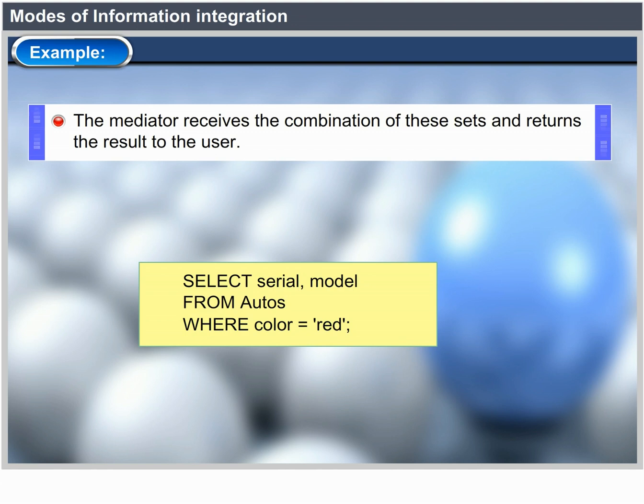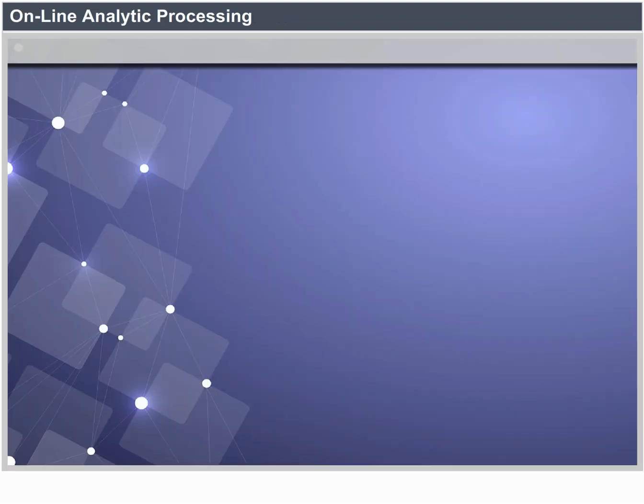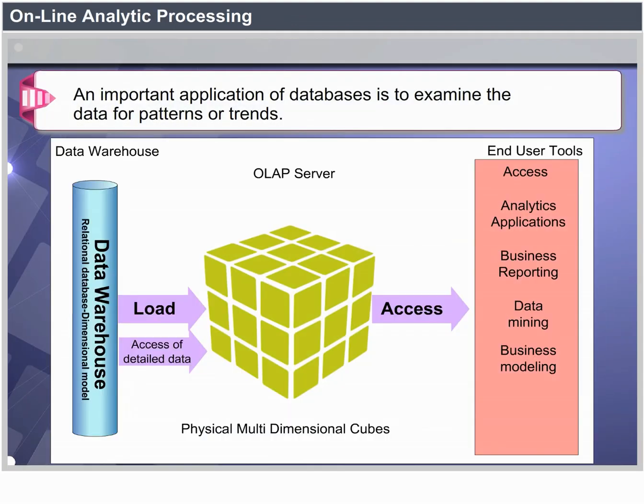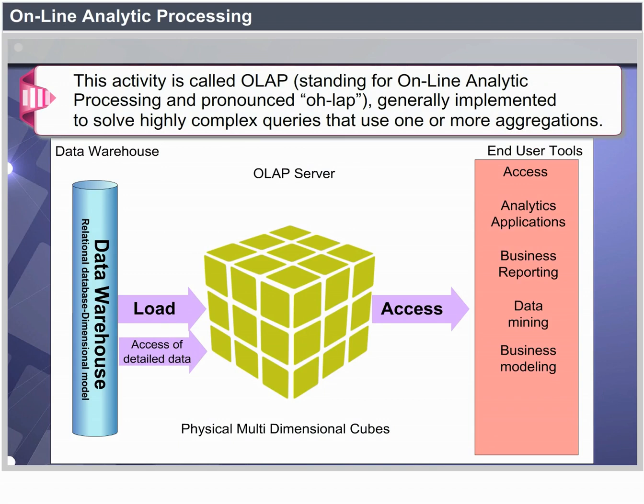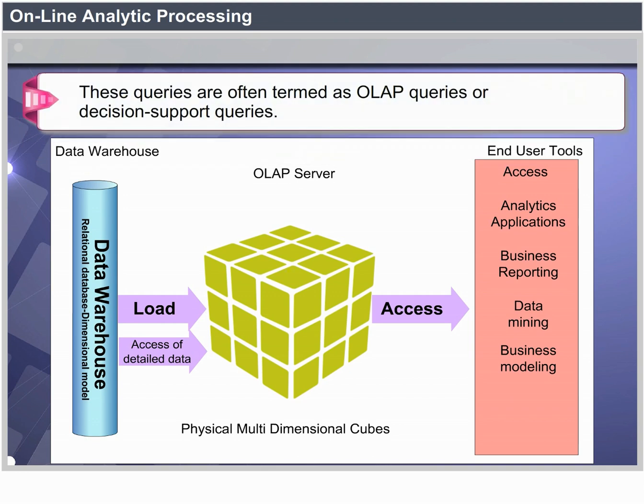Online analytic processing. An important application of databases is examination of data for patterns or trends. This activity is called OLAP, standing for Online Analytic Processing, and generally involves highly complex queries that use one or more aggregations. These queries are often termed OLAP queries or decision support queries.